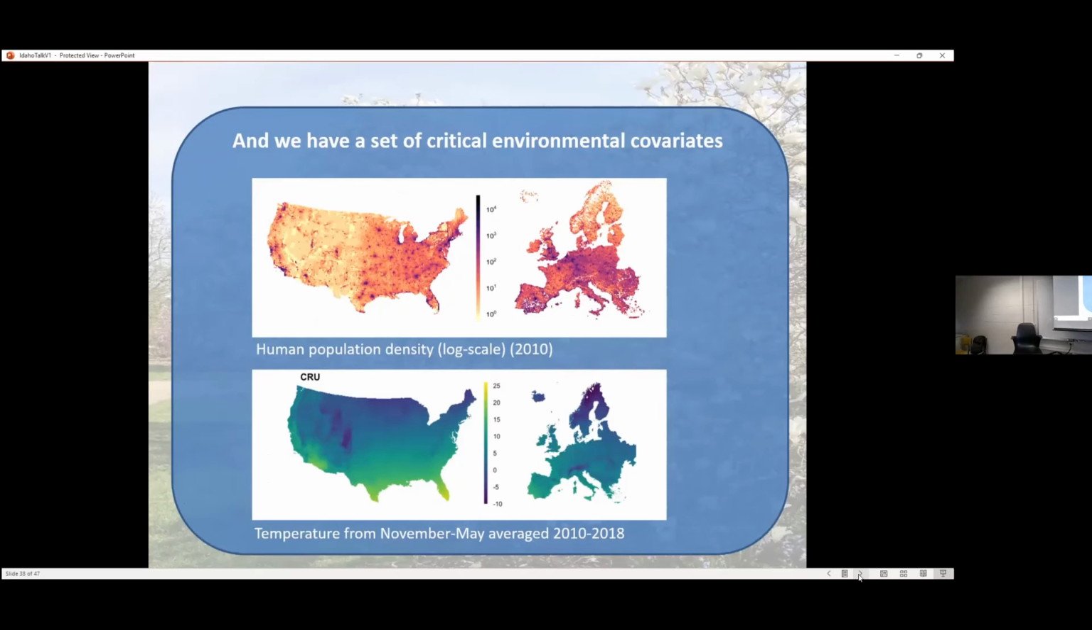Where humans are in terms of population density is where you're going to find buildings and other kinds of roads and resources, right? I mean, human footprint would be another great option here. And we had this temperature. We basically took temperature from November to May, averaged over a 10-year period, and had a temperature value. And then for every observation, we had a human population density value, and we had a temperature value.